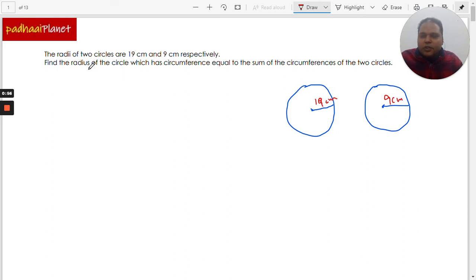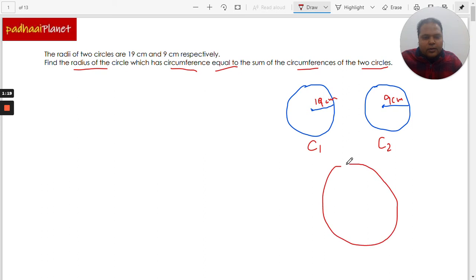Now what we need to do is find out the radius of the circle which has the circumference equal to the sum of the circumferences of the two circles. So if this is the circle C1, this is C2, then we need to find out the radius of a third circle, which is C3, and its circumference is equal to the sum of the circumferences of the two circles.